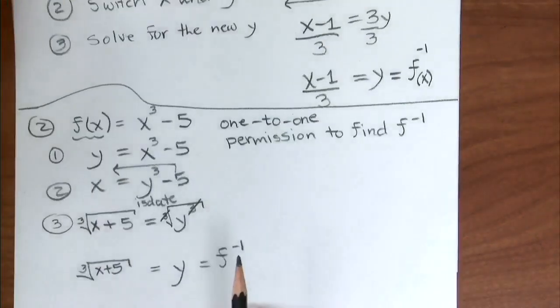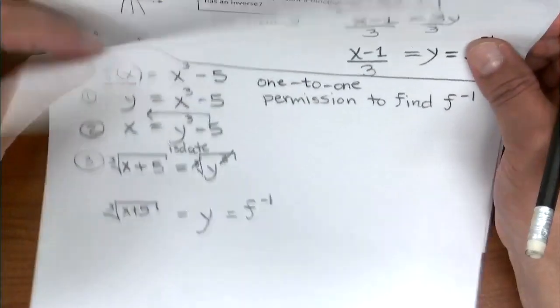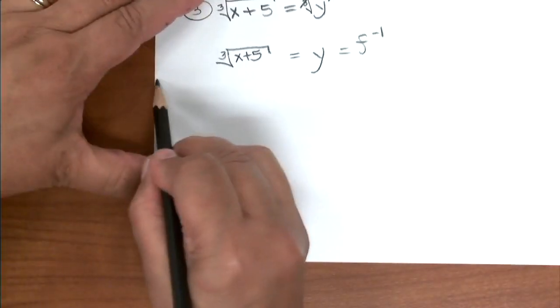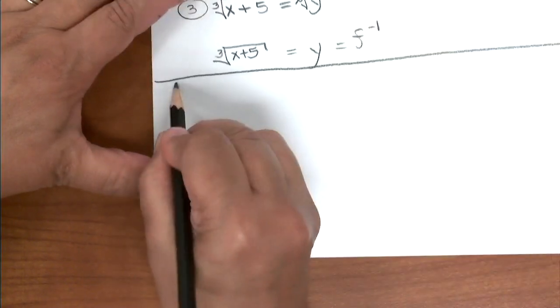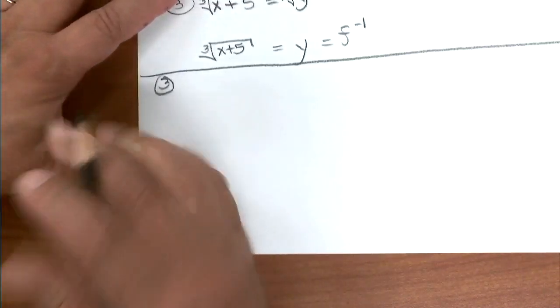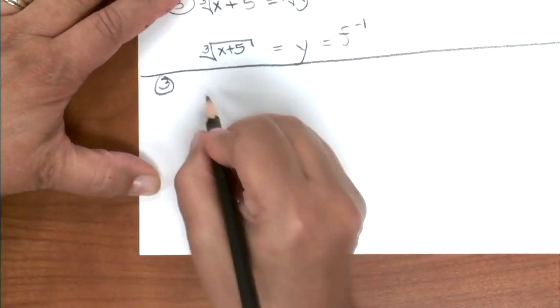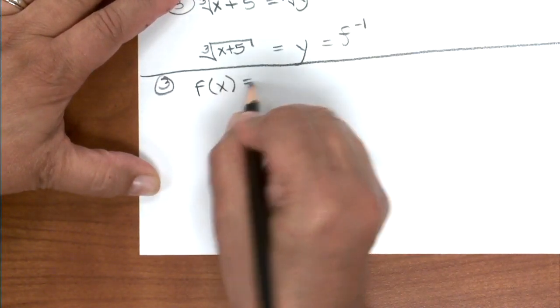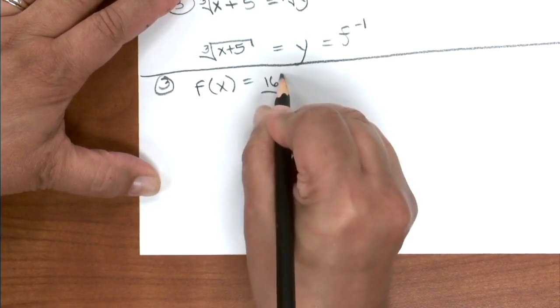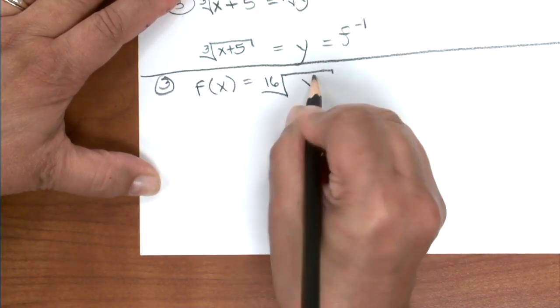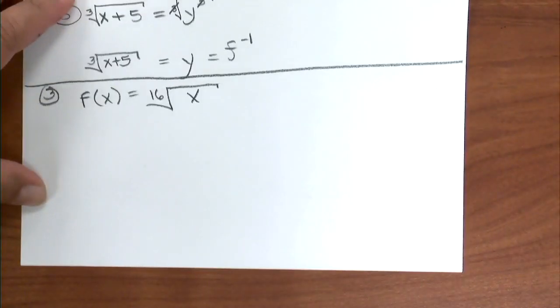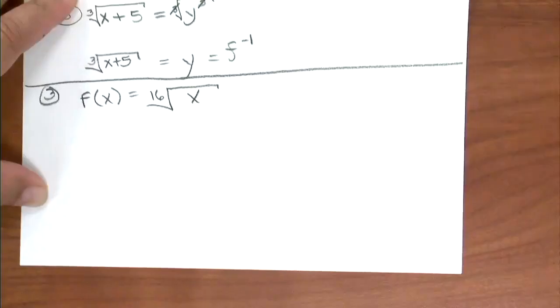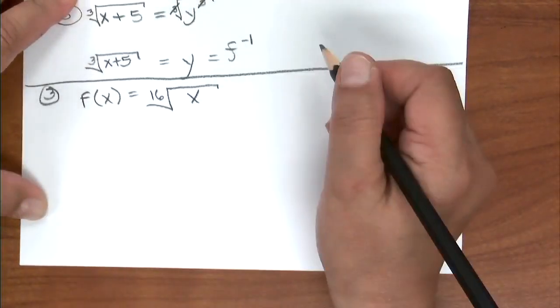Okay, let's go to 3. Stop me if you need more explanation than what I'm giving you. Okay, number 3. Numbers 1, 2, and 3 are just basic, find the inverse. You're starting with f of x is equal to 16th root of x. They tell you that it's 1 to 1. That means you can continue, and you can go ahead and find that inverse.